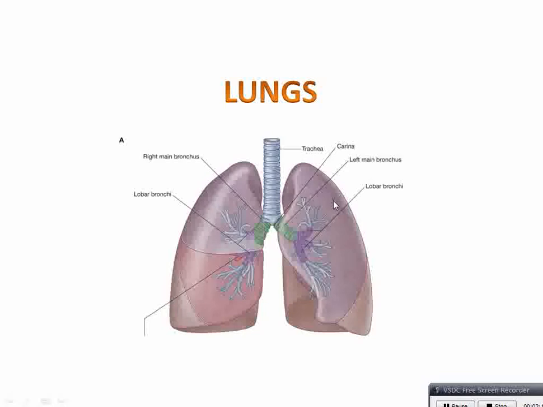The next topic here is lungs. So the lungs have a pyramidal shaped structure, where you can see it has an apex and a base, and the trachea divides into bronchi, and the bronchi are entering into the lungs. So lungs are the vital organs of respiration.